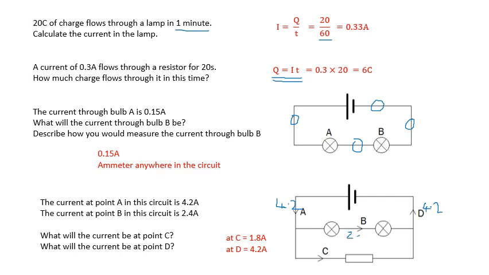By the way, in the exam, don't be afraid to do your own little bit of scribbling on the paper. Yeah, you're allowed to. So 4.2, 2.4, so that must be 4.2 minus 2.4, which I believe is 1.8 amps. Don't forget amps, like I did there. Amps, capital A. Okay, in a parallel circuit, the total current must stay the same.